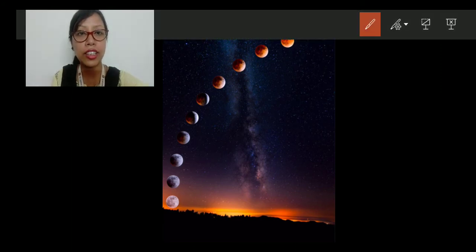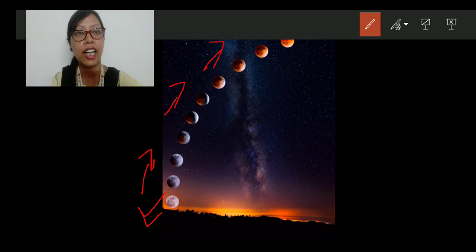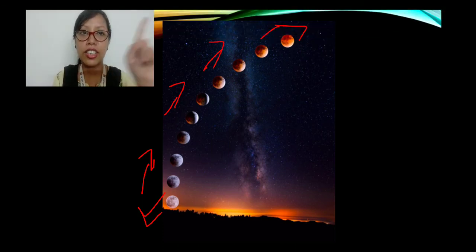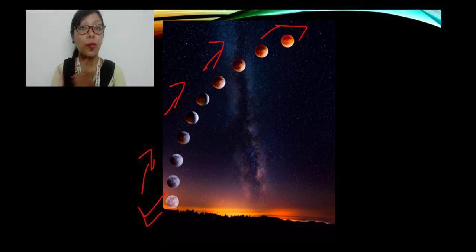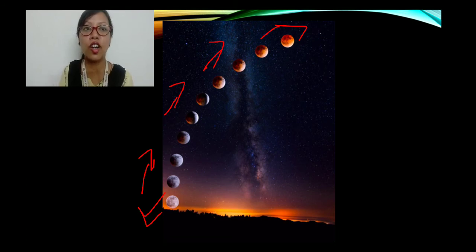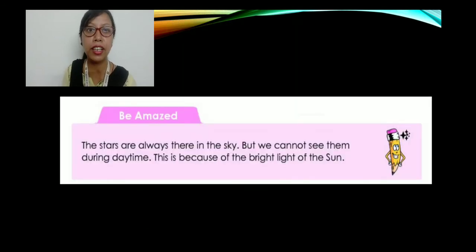Now just look here, as soon as the moon comes out, its position is here. Then it goes to here, then it goes to here, you can see like this, the moon changes its positions like the sun. Okay, but remember that the moon and the sun always change their position in the sky, but the sun does not change its shape. It is always round, but the moon, every day, changes its shape. Clear? Now let's move to this one, be amazed.